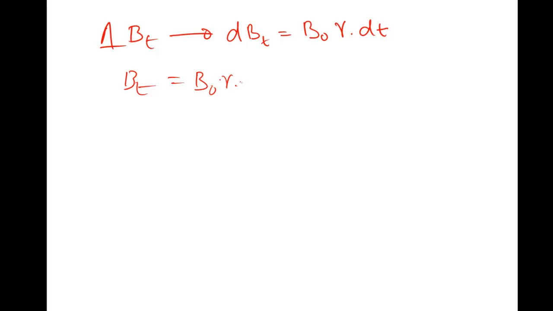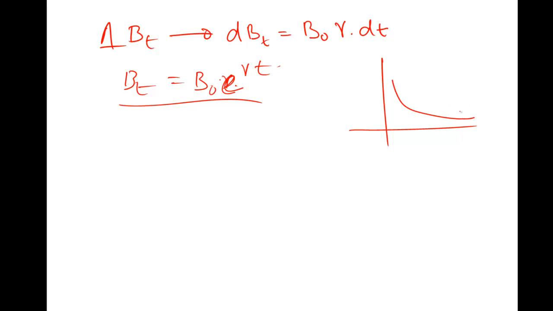Now, if you added all of these changes and looked at total change, so change over the next 3 months or 6 months or a year, that gives you the total value of the bond at any given point in time. That change is given by B naught into E raised to the power RT. That's our old exponential function.